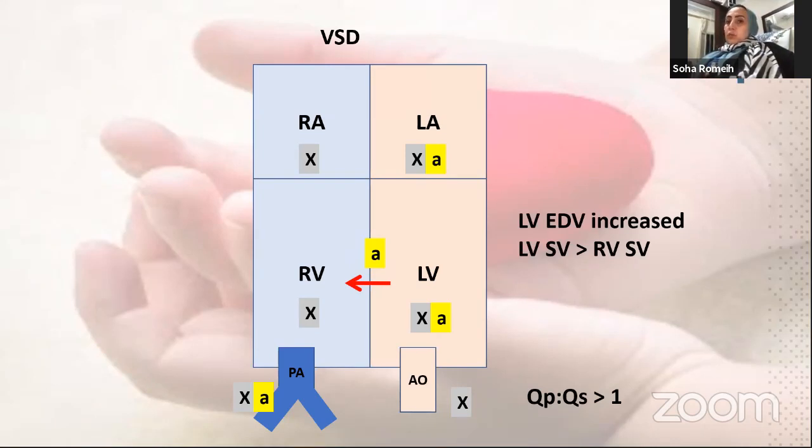And if this ratio is more than 1.5, this means that the pulmonary circulation receives 1.5 times more than the systemic. So this is a hemodynamically significant left to right shunt. So I will reserve the MRI only for the question of whether it is hemodynamically significant or not.